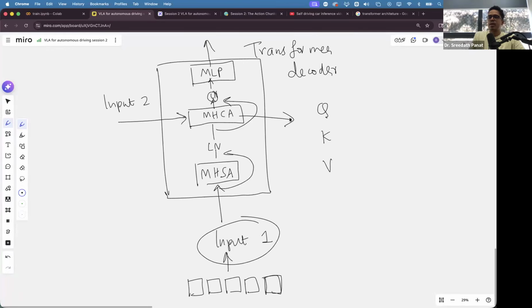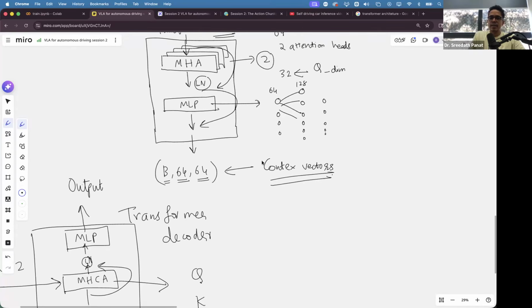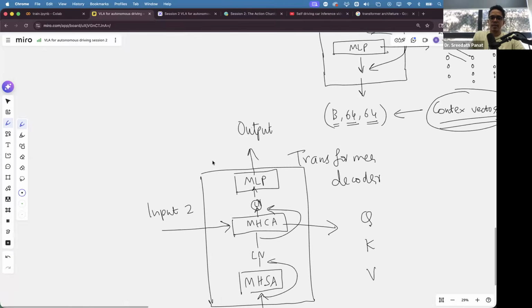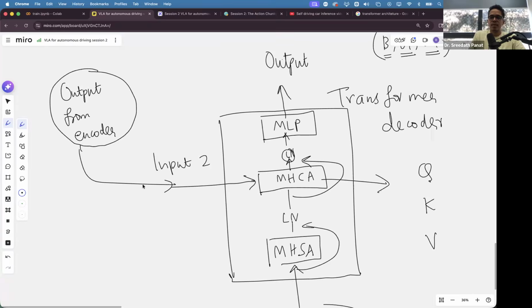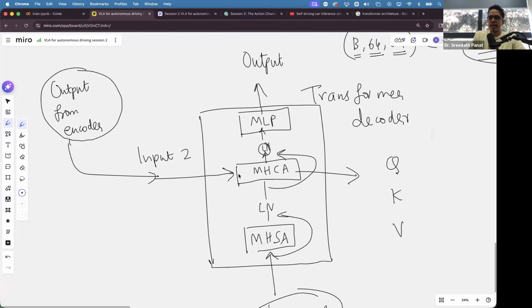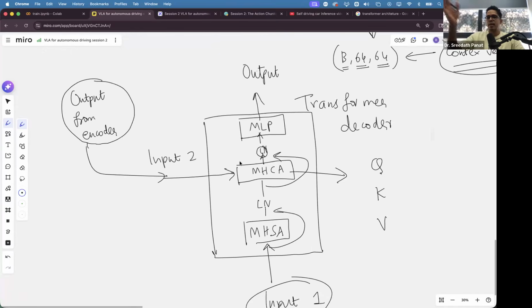Input 2 is clear. Whatever context vector you get from the encoder, that is primarily what you are passing in. So this context vector, the output from the encoder, will be passed into this. There is one thing missing, but I'll come to that. So this is coming into the input.